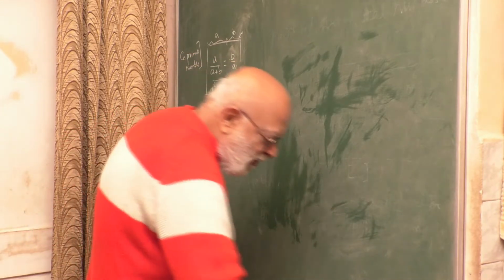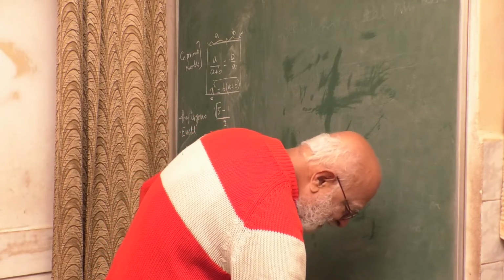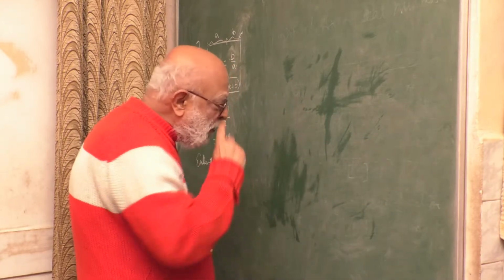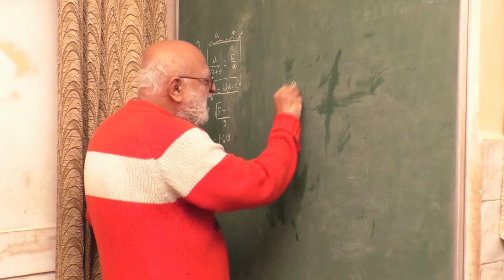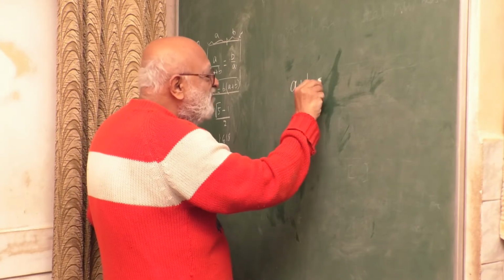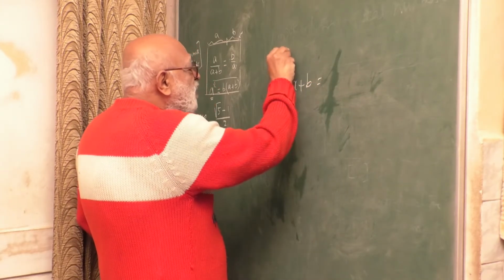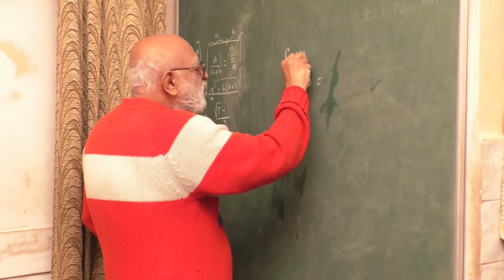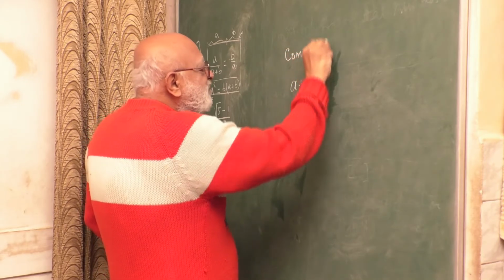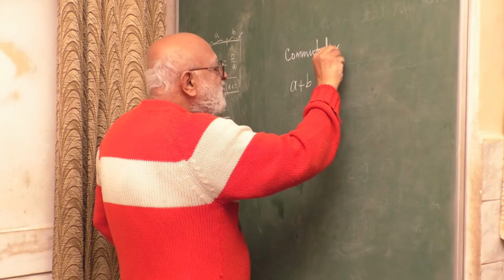Okay, what are these laws? These are simple things which you are doing without knowing it. What is this? A plus B, this is the first, commutative law.